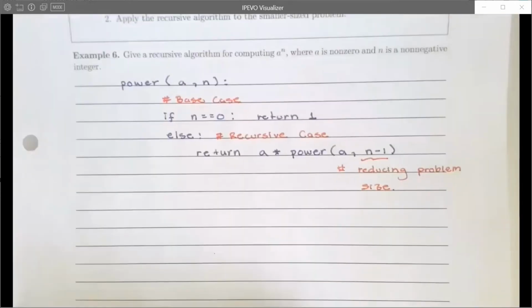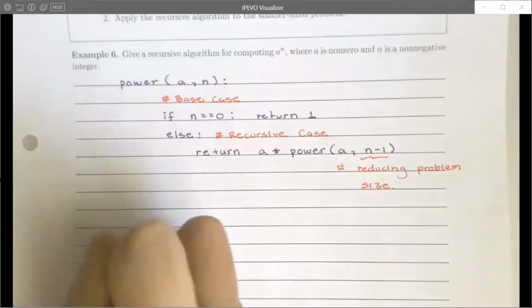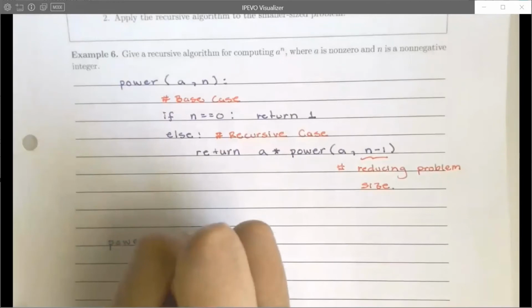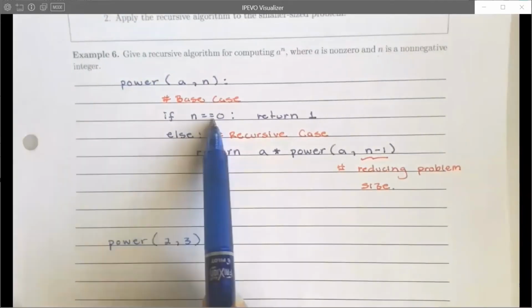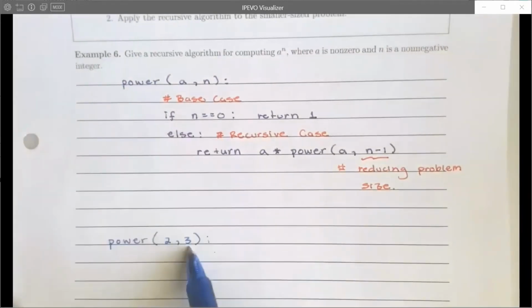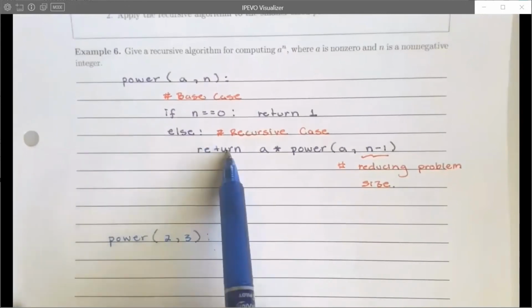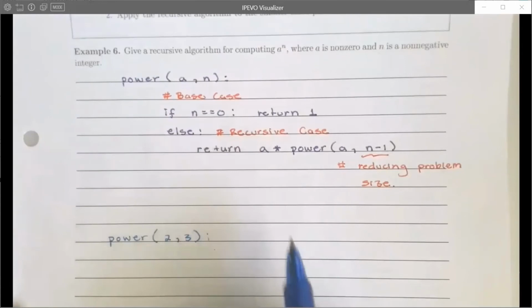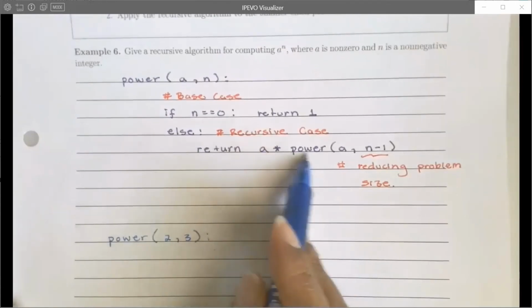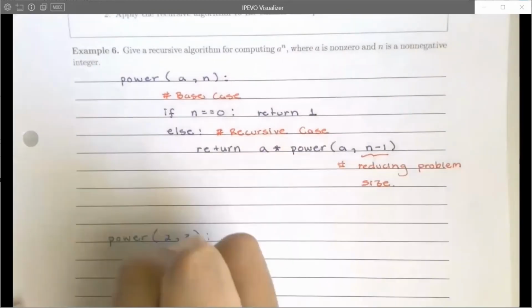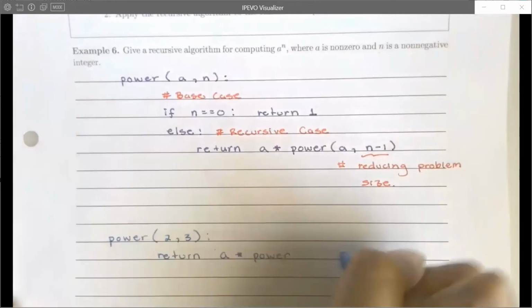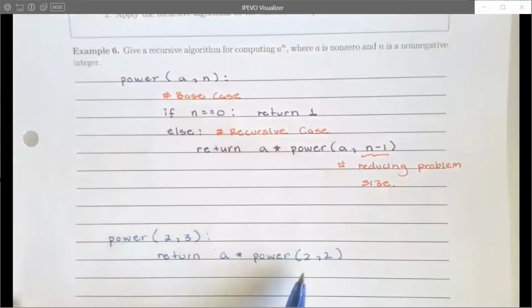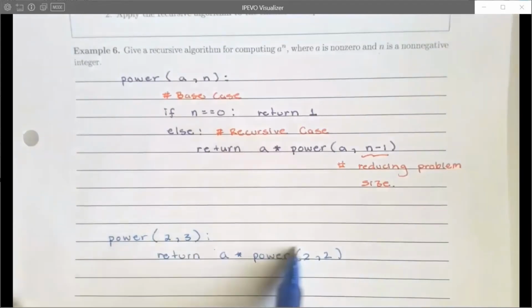So if we call, for instance, power with, let's say, 2 to the third, what is that going to execute? Well, the first thing is it's going to check if n is 0, and well, it's not, it's 3. So we're going to go into this else return. So we're going to attempt to return a times the power of a with n minus 1. So it's actually going to go into another function call, right? Because it's going to return a times power 2 with 2. Okay, but this is not going to finish until power 2 with 2 returns something.